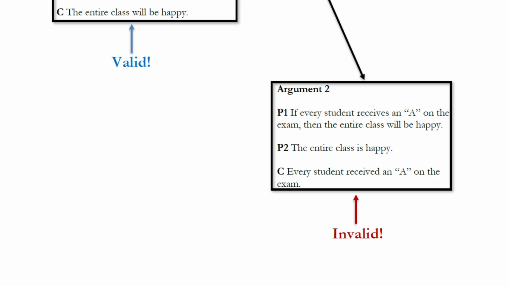Is it still possible that not every student received an A, even if we assume that the claims made by both premises are true? In this case, the answer is yes. It is still possible that the conclusion is false, even if we assume that P1 is true and we assume that P2 is true. Based on the premises, we know that if every student receives an A on the exam, then all the students will be happy. Thus, we know that getting an A on the exam is one way to ensure the happiness of all the students. However, that does not mean it's the only way in which all the students might be made happy.